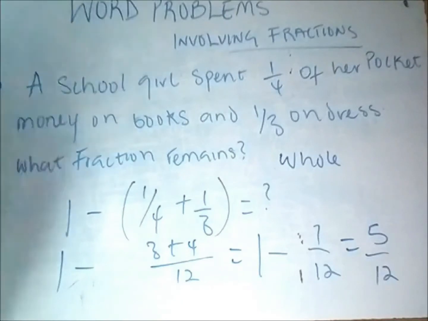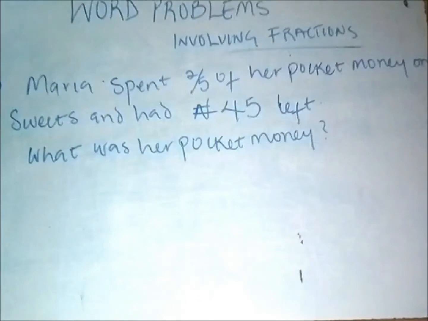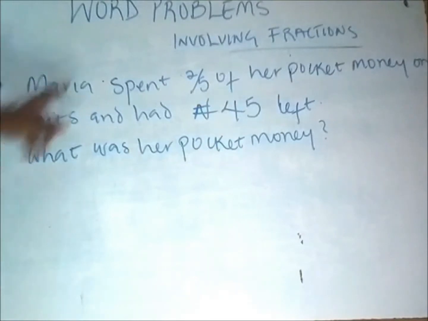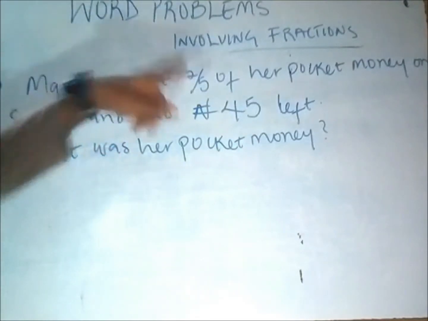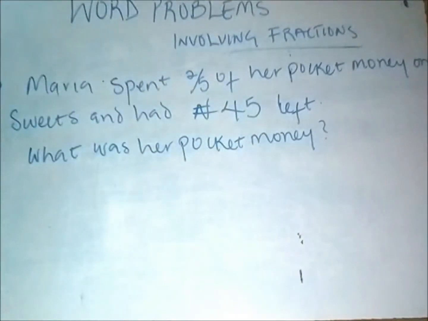Now, okay, let's just look at when they say we should find the pocket money. So this is the question where we have to find the pocket money. If you look at it, it says Maria spent 2/5 of her pocket money on sweets and had 45 naira left. What was her pocket money? And so let's interpret this question.